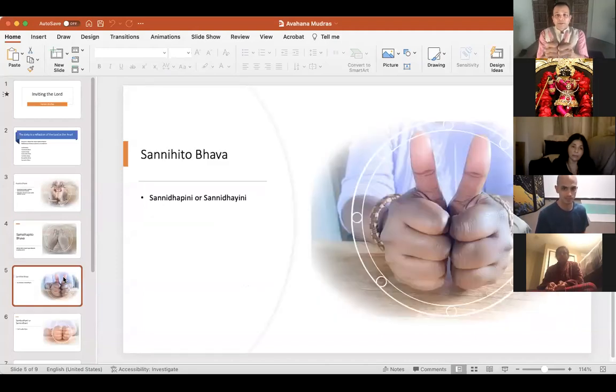So the next one is called sannihito. Usually these mudras, I found, are all energizing, activating chakras. So this is like sannihito. You keep your hands like this. Sannihito means the deity is there. The murti of Krishna is there, you are doing the worship, but you are saying you reside in this murti now. You are inviting the Lord and invoking the presence of the Lord within the deity, within the murti.